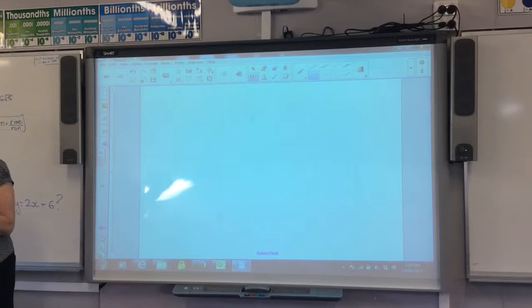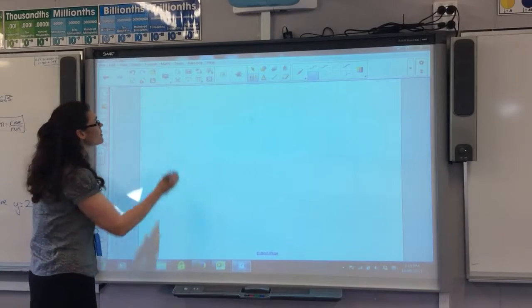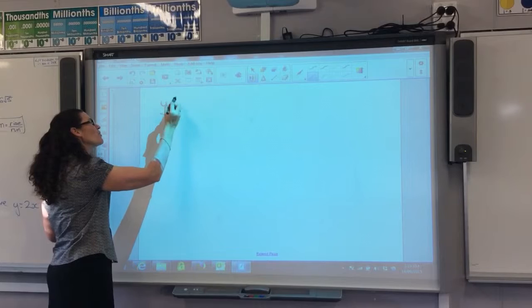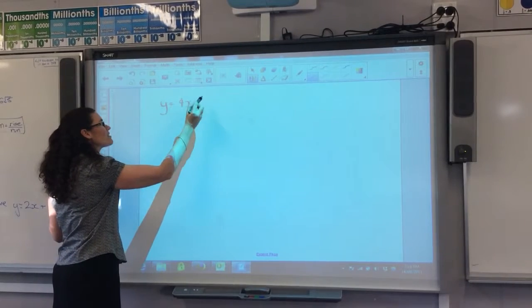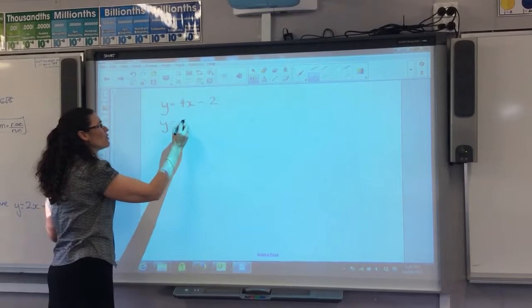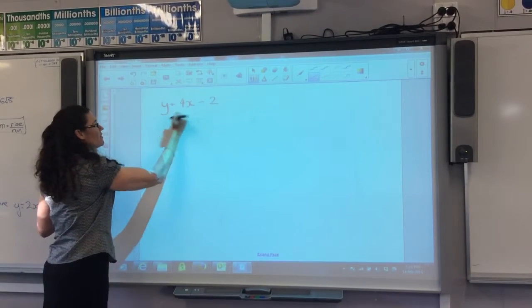Let's look at another one. Okay, so I've got this equation. I've got y equals 4x minus 2 and y equals 3. Actually, let's make it x equals 3.